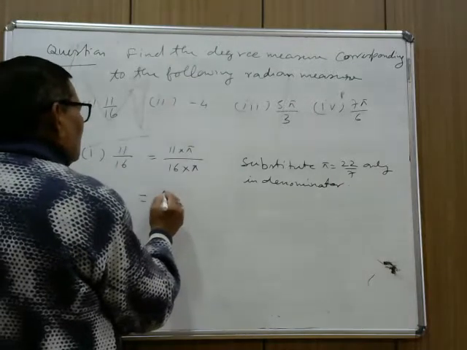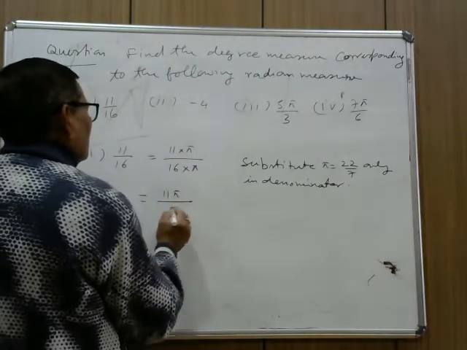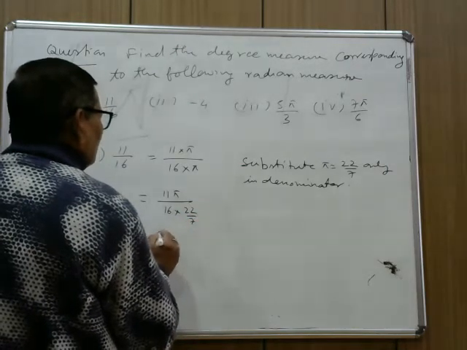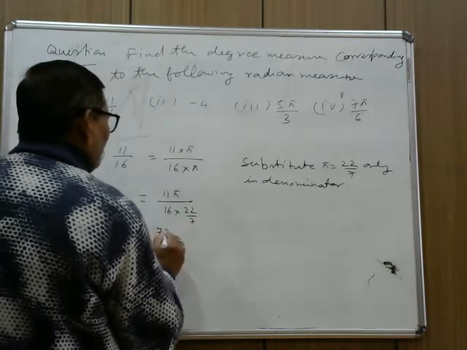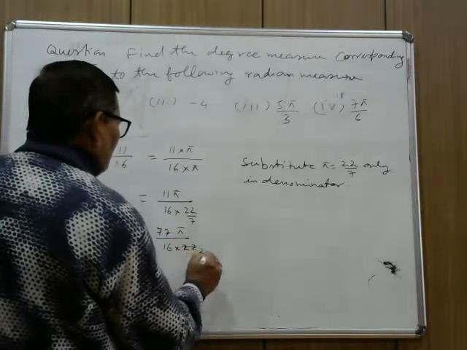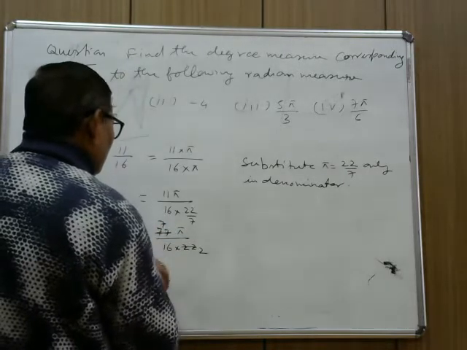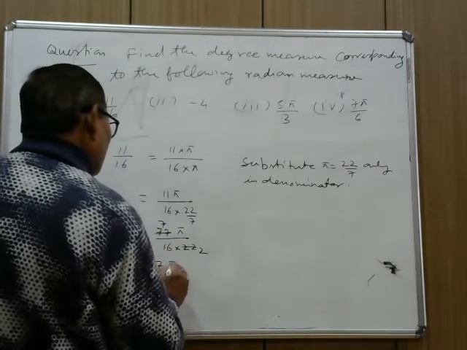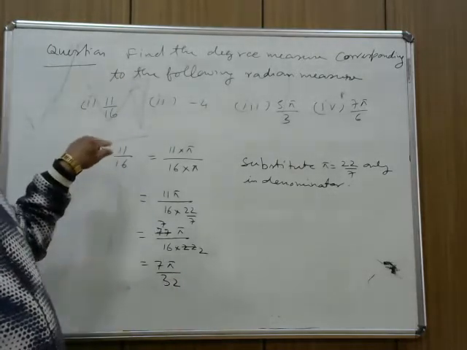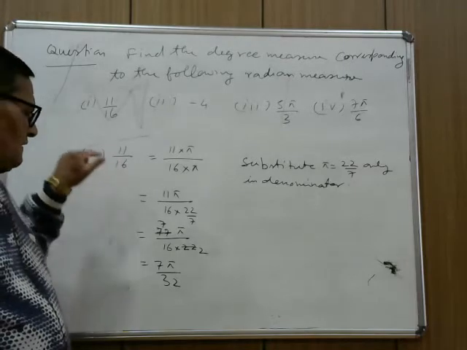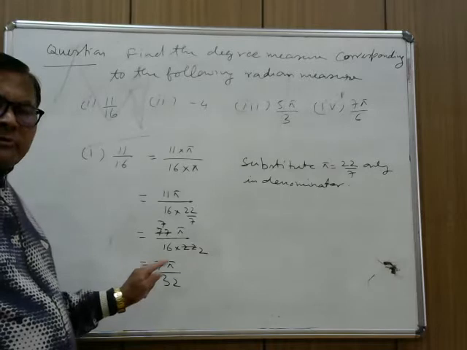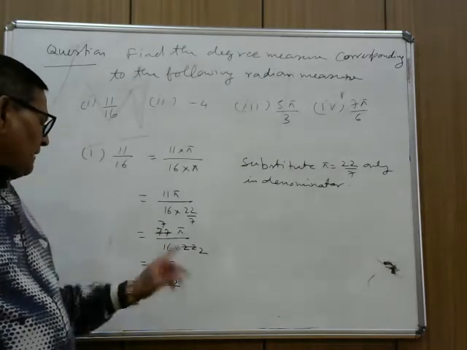So this can be written as 11 pi upon 16 into 22 by 7, that is equal to 77 pi upon 16 into 22. 11 twos are 22, 11 sevens are 77, that is equal to 7 pi by 32. So now you see your 11 by 16 radian is converted into 7 pi by 32 radian. So that is in pi radian.